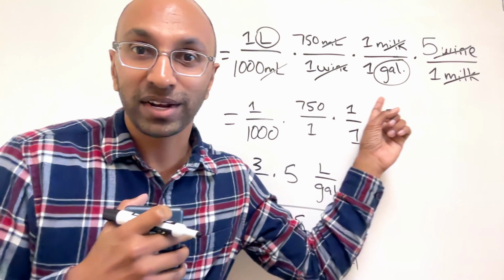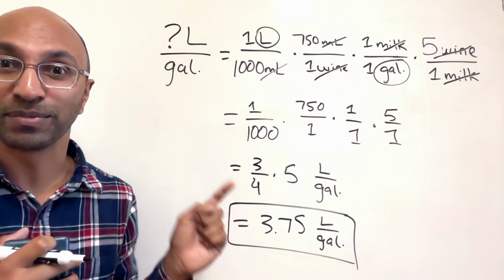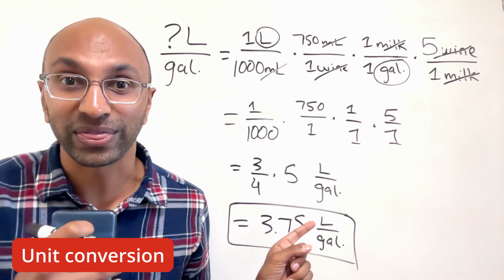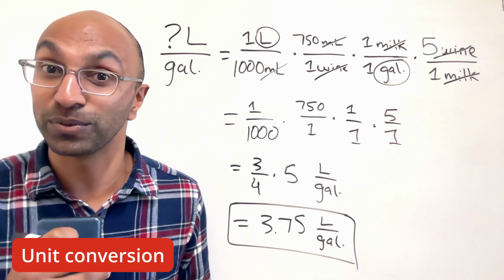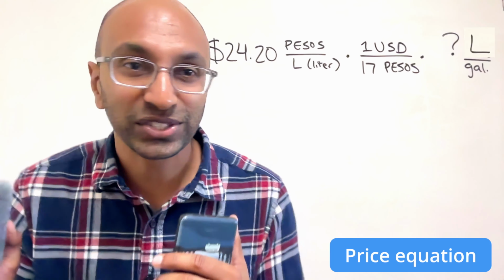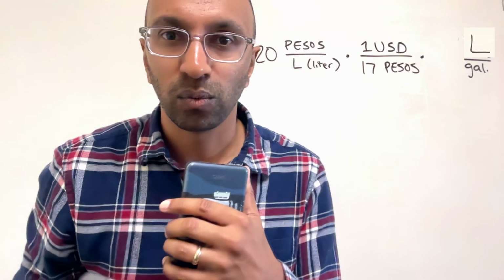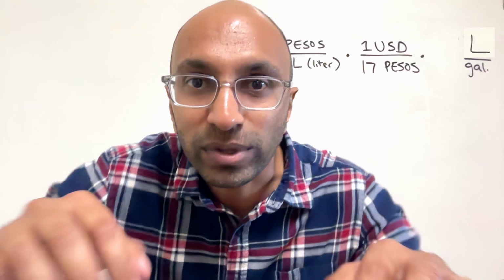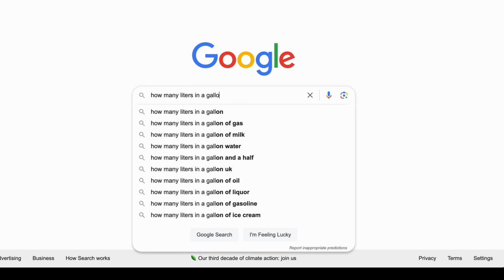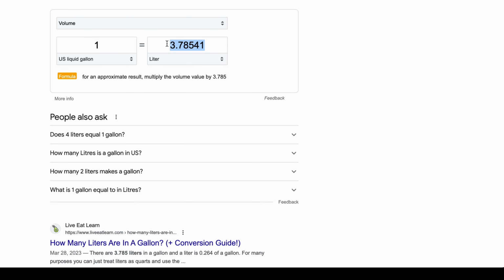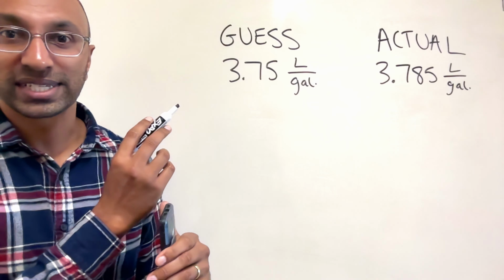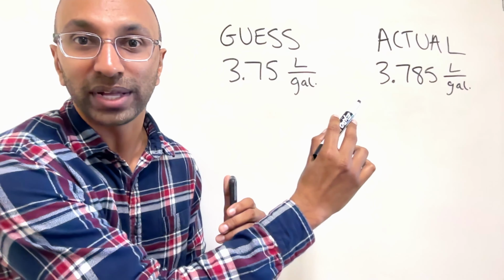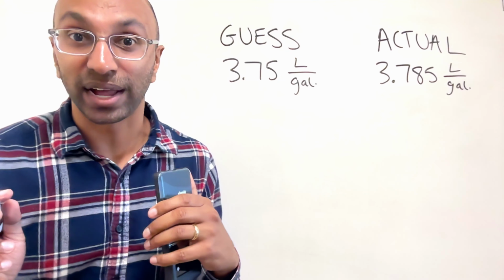What did you estimate up here and what did you get down here? Let me know in the comments. And now we can plug in this number in our first equation and see what we get for the gas price. Okay, let's do it. But wait, was our guess even good? Okay, what's the real number? Okay, so our guess was 3.75 liters per gallon, and the actual answer was 3.785 liters per gallon.